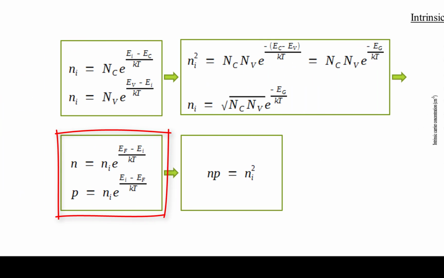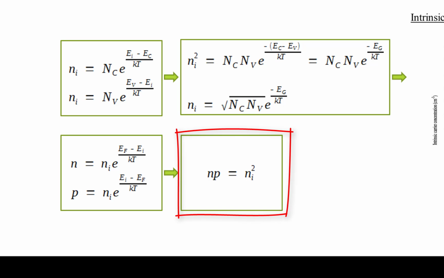We multiply the corresponding sides of the n and p expressions, and then we get the result n times p equals n_i squared. This result looks trivial, but the np product relationship often proves to be extremely useful in practical computations. If one of the carrier concentrations is known, the remaining carrier concentration is readily determined by this relationship. Of course, the semiconductor needs to be in equilibrium state and non-degenerate.